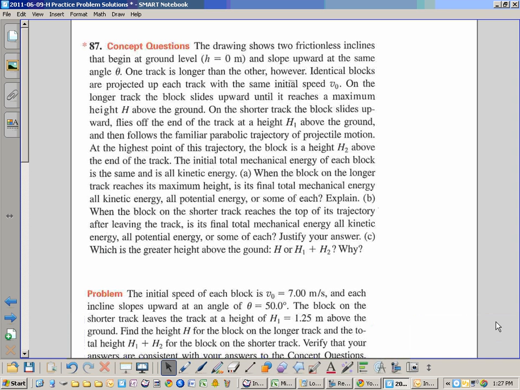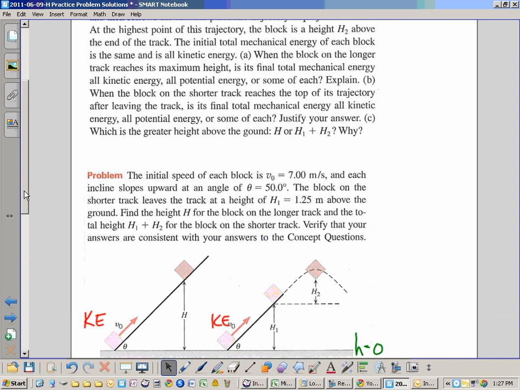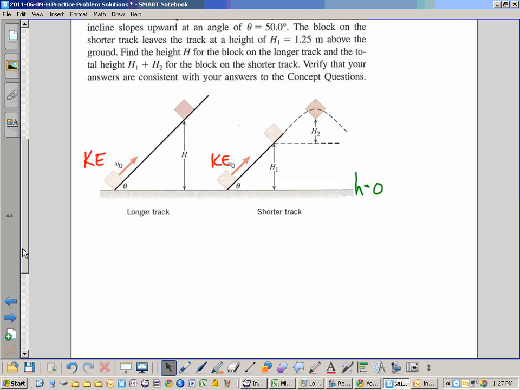In number 87, the beginning of it is conceptual. We know that the kinetic energy of each block at the bottom is the same because the blocks are identical. That means they have the same mass and the same initial velocity, so they have the same kinetic energy.